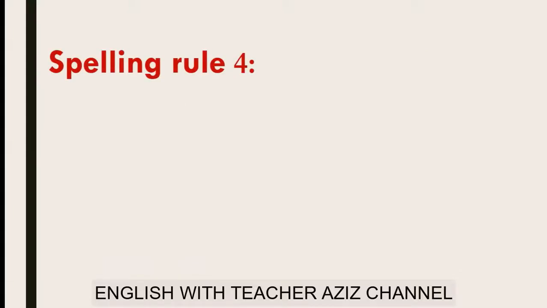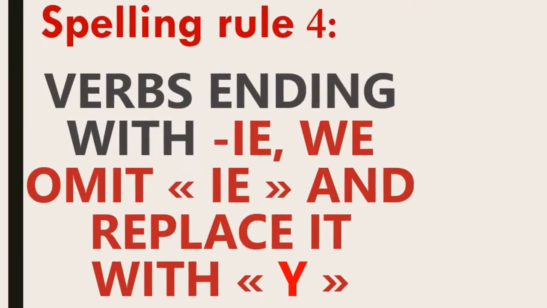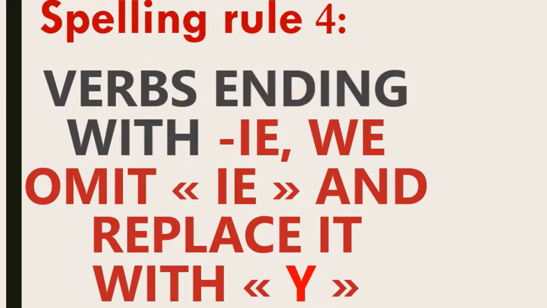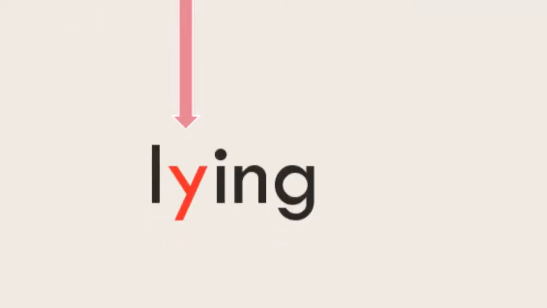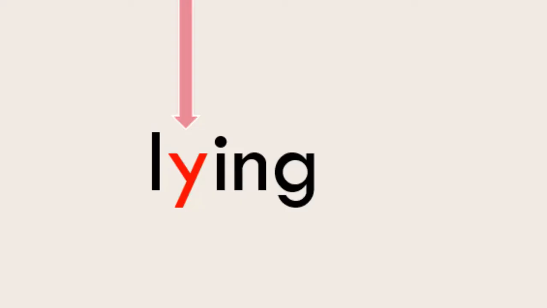Spelling rule number 4. Verbs ending with IE, we omit IE and replace it with Y. Example: here we have the verb lie. The last two letters are IE, so here this IE changes to Y. Then we add the ing.